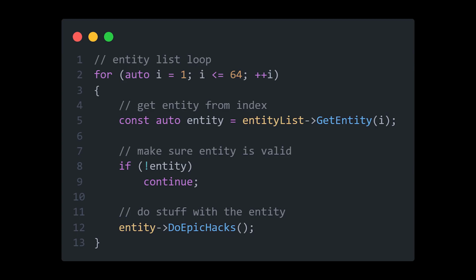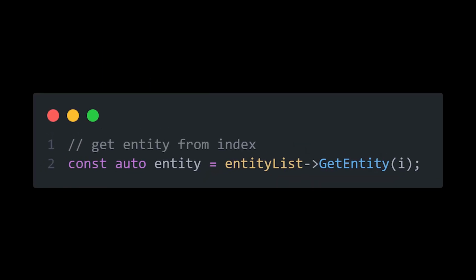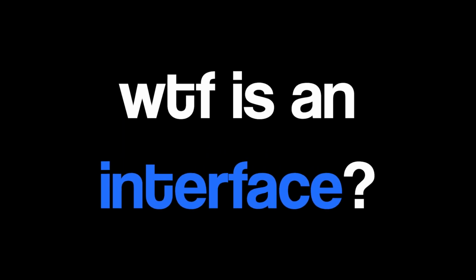If that doesn't sound insane to you, then consider this. Imagine you could get every entity pointer in the player list with a single function that will never change. It is literally as simple as calling a function. But first, we need to talk about what exactly an interface is.